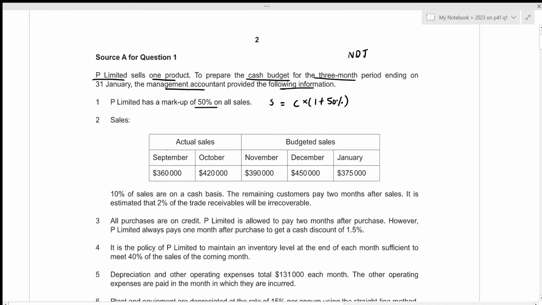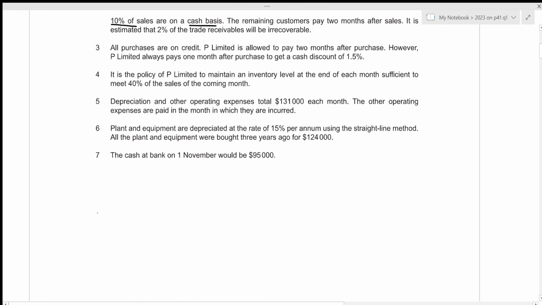So we have the actual sales for the months of September and October. Then we have the budgeted sales for the months of November, December and January. Then 10% of sales are on a cash basis. Okay, let's write this down. So for our sales, cash sales will be sales times 10%.